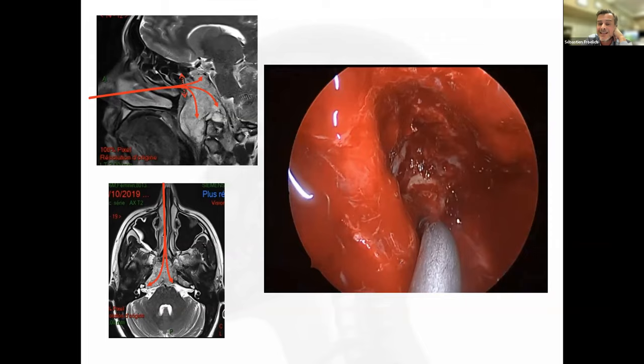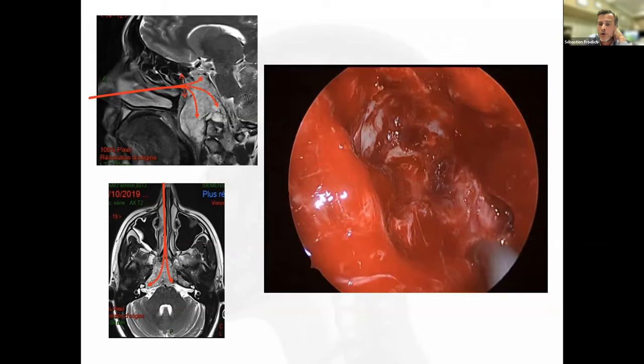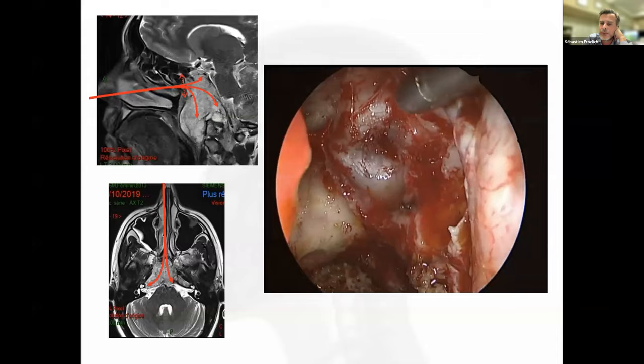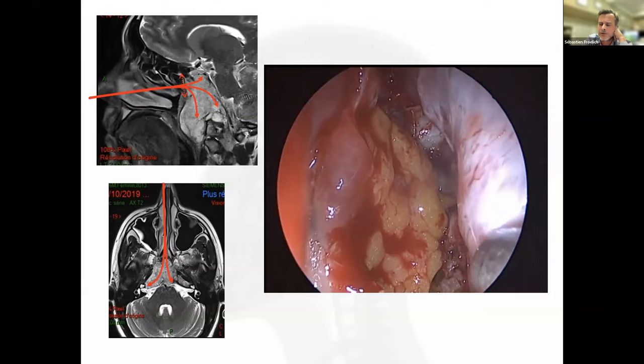Here it's a 70-degree scope. Looking at the petrous apex, you see the back wall of the petrous ICA. This is looking down, same with 30, 45, or 70 degree scope. You drill every pathological or suspicious bone that you see.